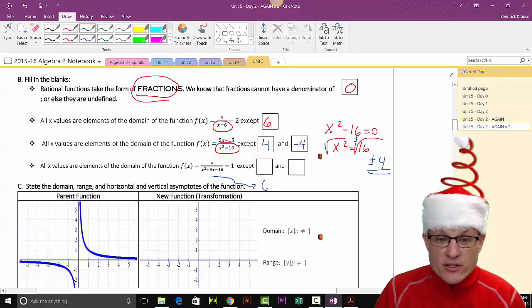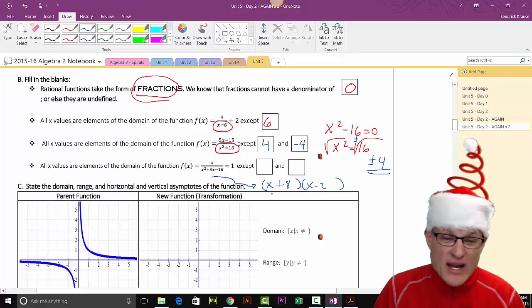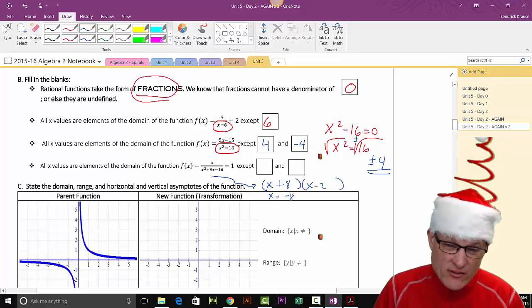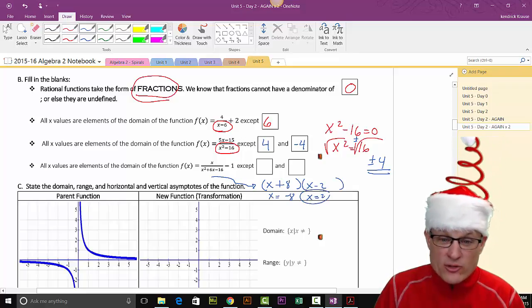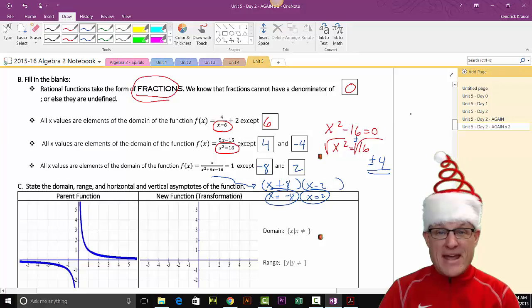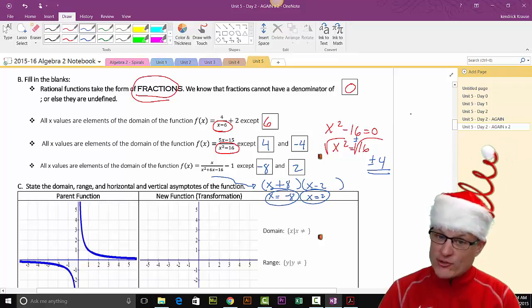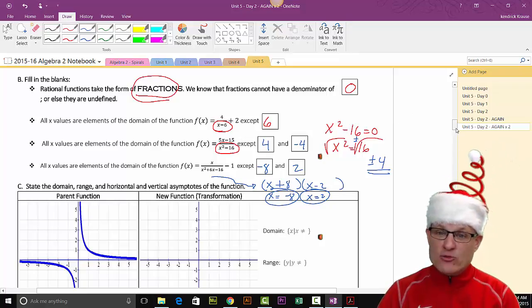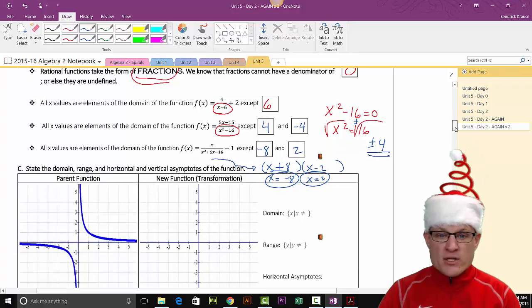Now I got to factor this. In this case, I'm going to factor it. I did the same on the last one. I factored it. X plus 8, x minus 2. But my two answers are x equals negative 8 and x equals 2. Those are my two roots or solutions. And so those are what go in here. Those are the restrictions on the domain. What make them equal to 0? Not the factors, not the x plus 8. It's the actual root or 0.